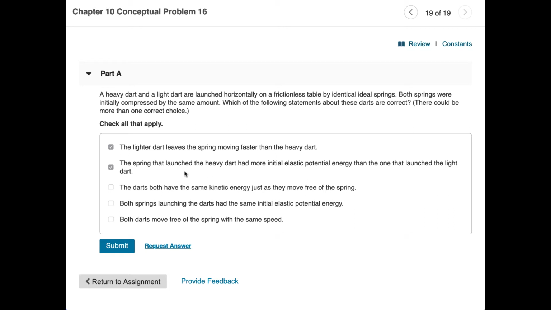The darts have the same kinetic energy just as they move. Oh, wait a second, I didn't want to select that. I'm selecting ones that are true. The darts have the same kinetic energy just as they move free of the spring. Yeah, because the springs have the same spring energy, the darts will have the same kinetic energy. Both springs launching the darts had the same initial elastic potential energy. Yes, I've been saying that over and over again. Both darts move free of the spring with the same speed. No, they must have different speeds because they have different masses and the same kinetic energy.